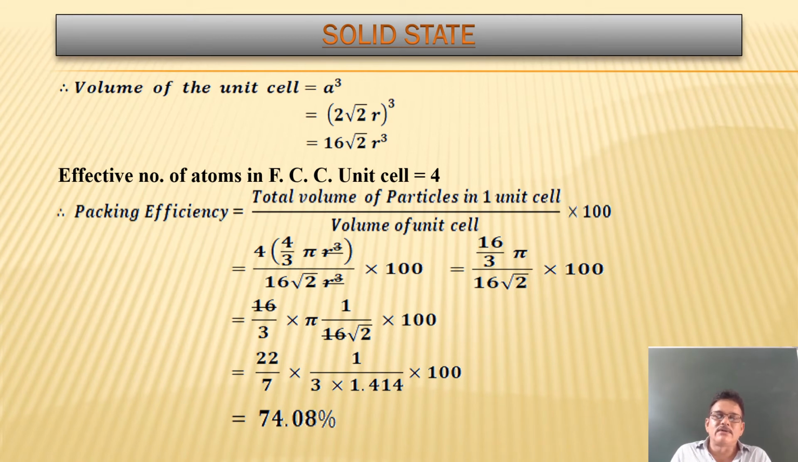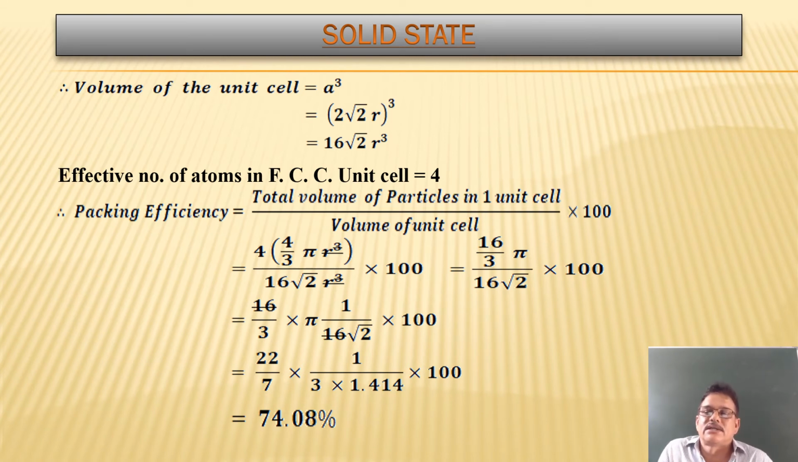Then what about void efficiency? Void efficiency is 100 minus 74, that is 26%. I hope you are clear in calculating the packing efficiency in FCC cubic unit cell.